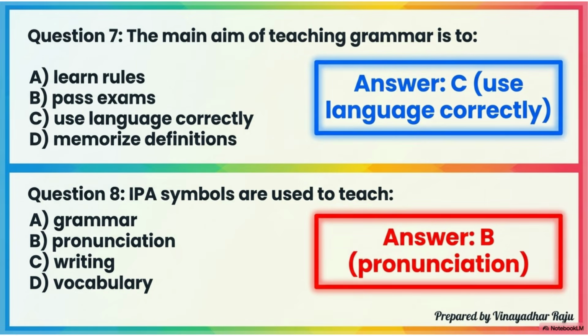Question 7. The main aim of grammar is to use language correctly. Answer C. Question 8. IPA symbols are used for teaching pronunciation. Answer B.